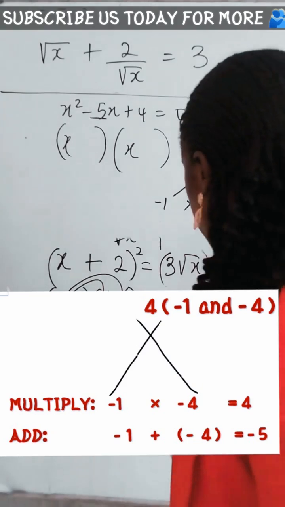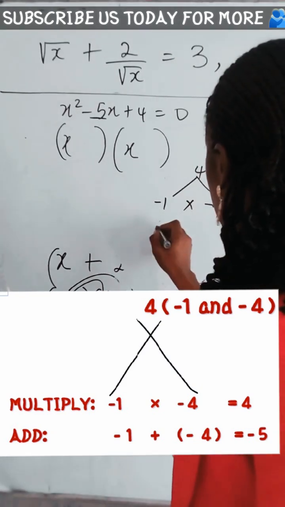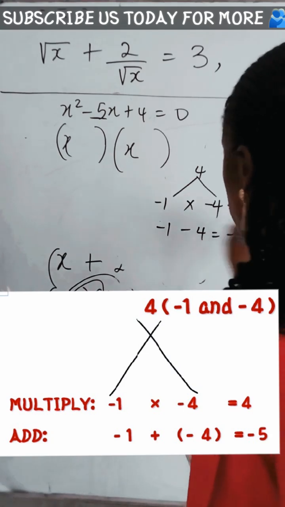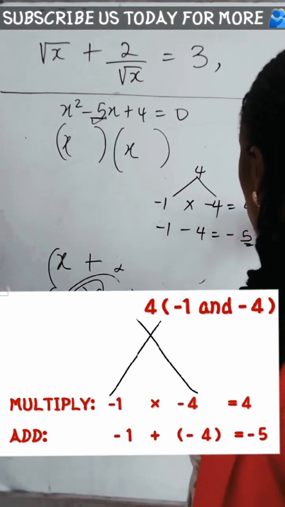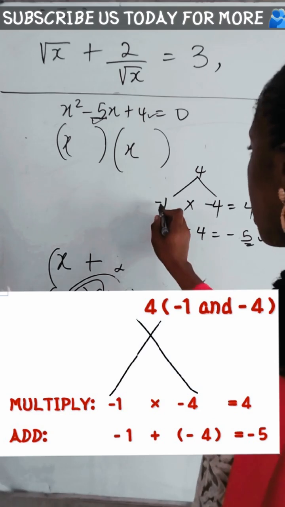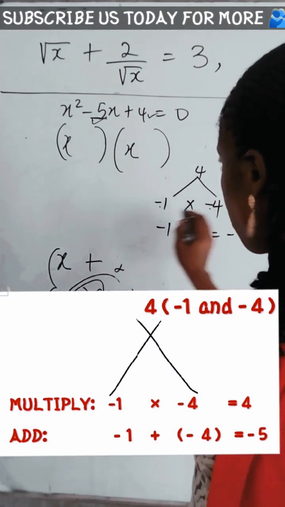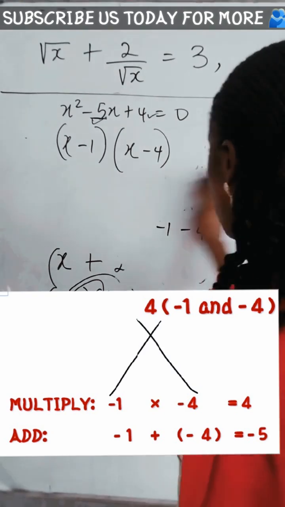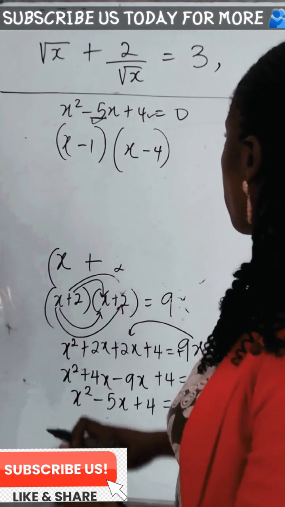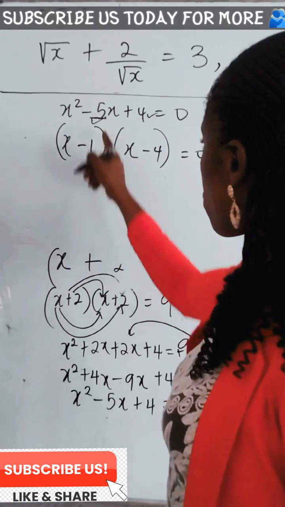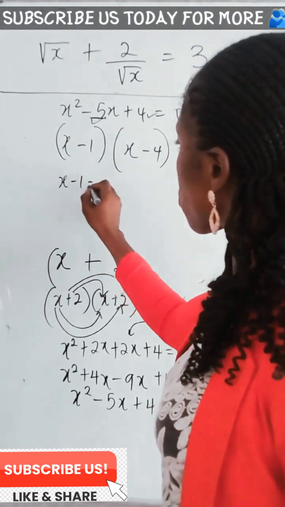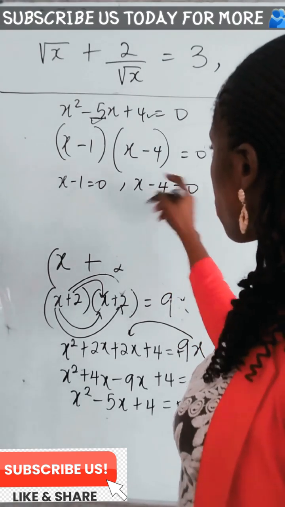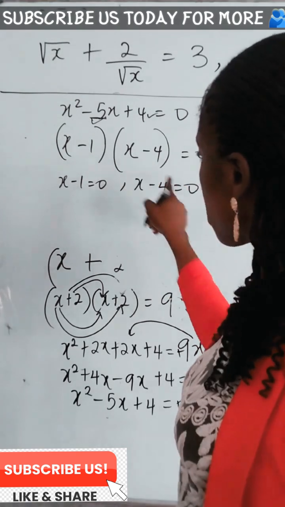I hope you are following. Then negative 1 plus negative 4 will give us negative 5, which is this. And this 4 is this. So the two numbers are negative 1 and negative 4. So you put negative 1 here and negative 4 here. I hope that is clear. So everything will now be equal to 0. So it means that x minus 1 is 0 or x minus 4 is 0. Either that this is 0 or this is 0.